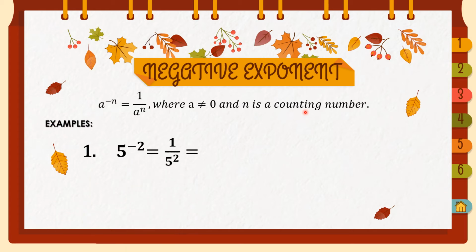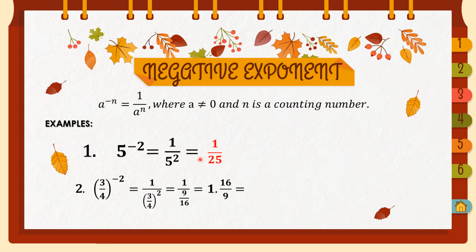Example number 1, 5 raised to negative 1. So, 5 raised to negative 1, sundan po natin yung negative exponent natin, the definition, that will become 1 all over 5 raised to the second power. In this case po, we need to multiply the base twice by itself. So, therefore, ang magiging sagot natin is what? Very good. 1 all over 25.